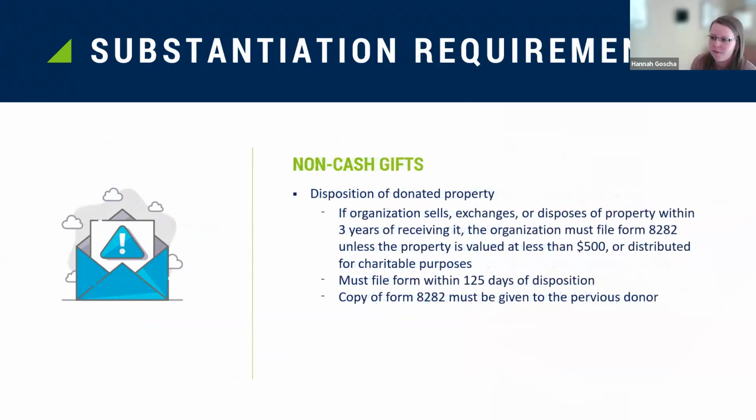For any non-cash gifts, there are some different rules on what the organization does with that property. If they dispose of it within 3 years, there is an additional tax filing, the Form 8282. It must be filed within 125 days, and you need to notify the donor that you disposed of that property within the 3 years.